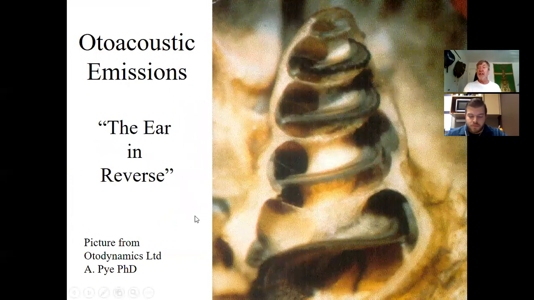Otoacoustic emissions are like the ear in reverse. Literally, a backward traveling wave is caused, which hits the footplate of the stapes. Get this, it hits the footplate of the stapes and wiggles the middle ear ossicles and makes the eardrum work like a little speaker. So it's the ear going backwards. The ear is actually producing sounds that are coming out, little tiny squeaks. We can't hear them. You know why we can't hear them?